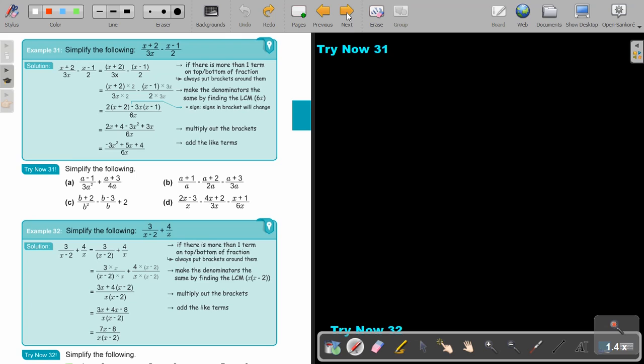In the next example, example 31, let's just go through it first. Simplify. Again, put brackets on top, and now what is your LCM? That will just be 6x. So in this case, I'm just going to divide again, and I get 2, and I multiply 2. 6x divided by 2, I get 3x. And then I just put it in front. Be careful, there's a negative.